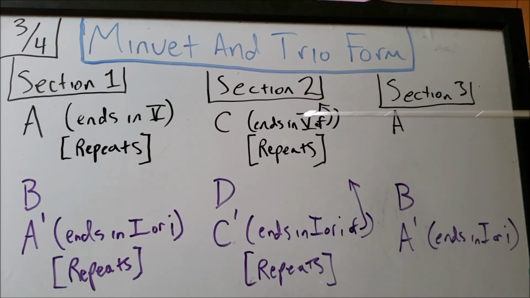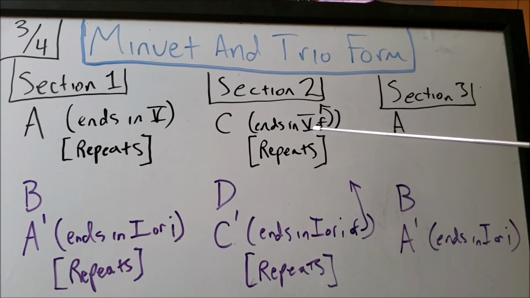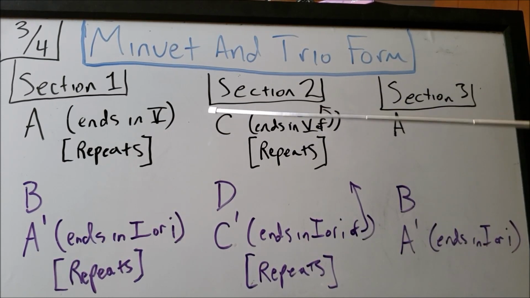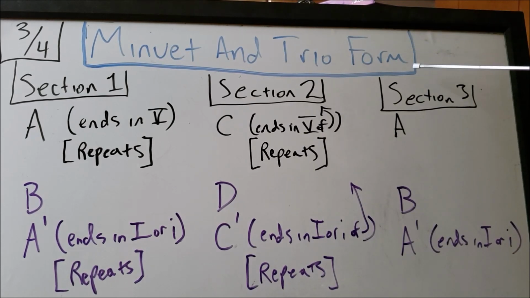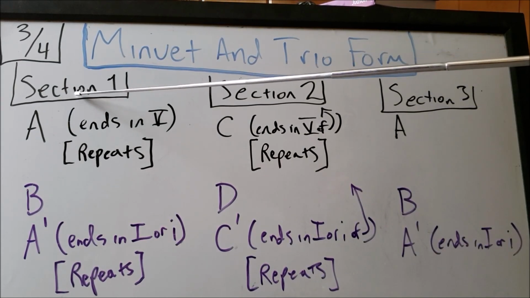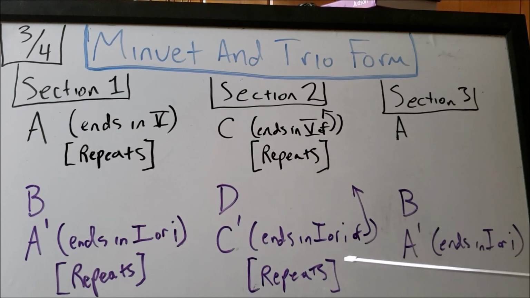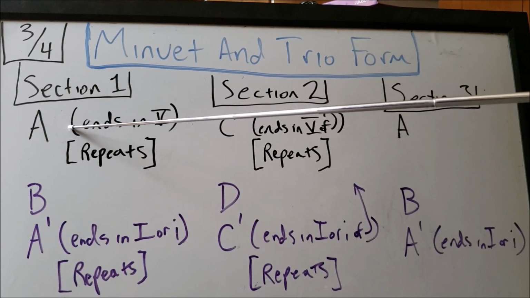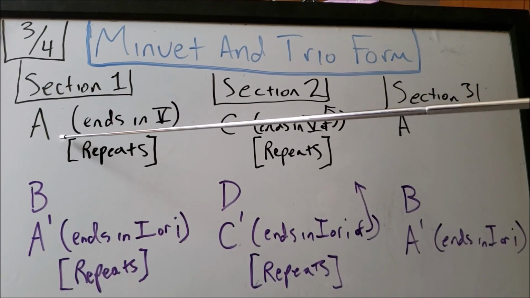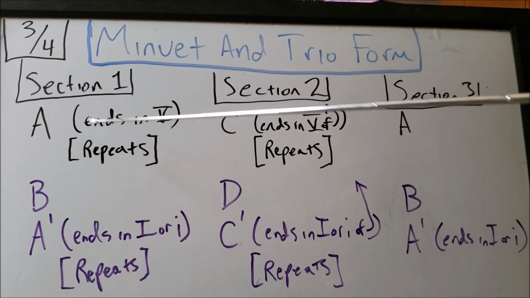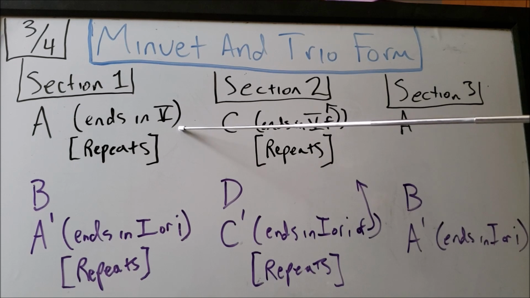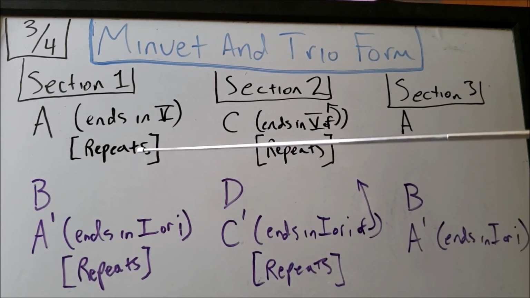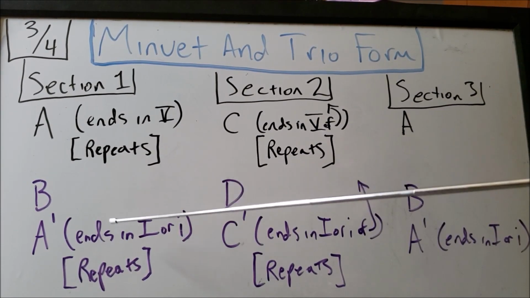So a couple of things, and this is where rules can be broken. Now, we have 3 sections. Section 3 is essentially the same as section 1 with the exception of no repeats. So section 1 is made up of a theme, A, which ends in the dominant, and then repeats. Then it goes to B, followed by A prime.